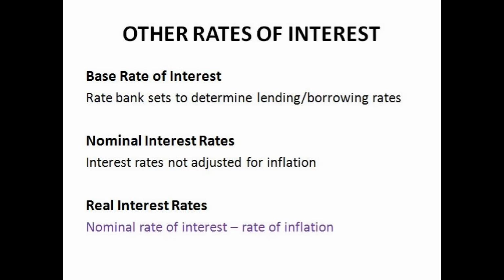Here are just a few rate of interest terms that might be useful to you. The base rate of interest is the rate that the bank sets to determine the lending and borrowing rates. The bank might have a specific rate, and the lending rate tends to be higher than the borrowing rate. If they're lending you money, they'll expect you to pay more interest, since they're taking a bit of a risk in lending you the money. Whereas if they're borrowing money from you, which is essentially what happens when you put your money in a bank account, then the rate of interest will be quite a bit lower, because they're quite secure. The bank is a big organisation, and hopefully they should be pretty safe, so they won't give you as much, because it's not a risk for you putting it in the bank, whereas it's a bigger risk for them lending the money to you.